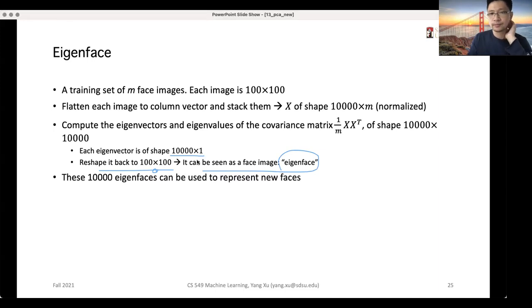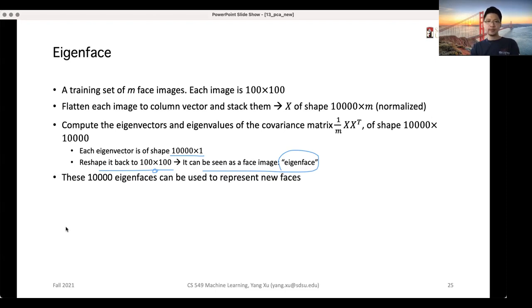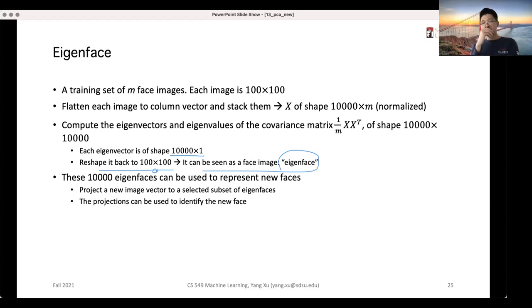This eigenface is really useful in recognizing new faces. If we have a new face, I can project it onto the eigenfaces, and then the projected face can be compared with all the faces in the training set to see if it's a match. If it's not matched, then it means a new face is detected. All those 10,000 eigenfaces can be used to represent new faces. We can project a new face image onto a selected subset of those eigenfaces. We don't need to use all of them; we can select the top 2, top 3, or top 5 eigenfaces. Usually we will choose 100 to 150 eigenfaces.